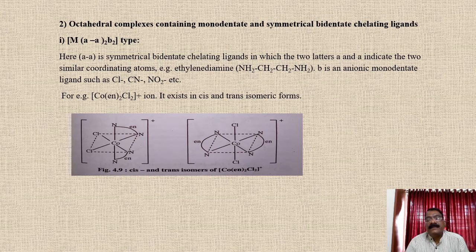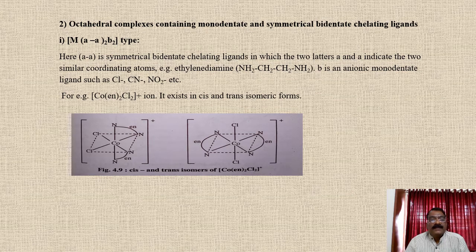For example, ethylenediamine, NH2 CH2 CH2 NH2, where the point of attachment is similar, while B is the monodentate ligand, such as Cl minus, CN minus, NO2 minus. For example, the [Co(en)2Cl2]+ ion. See, it can exist in two forms, cis and trans isomers. See the particular diagram.